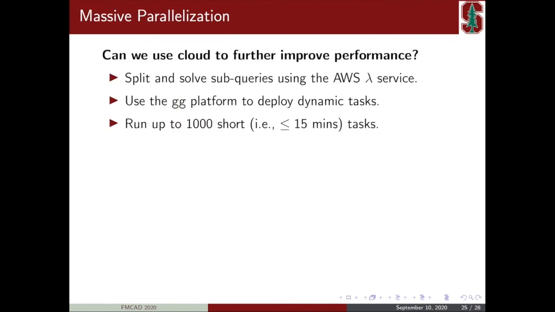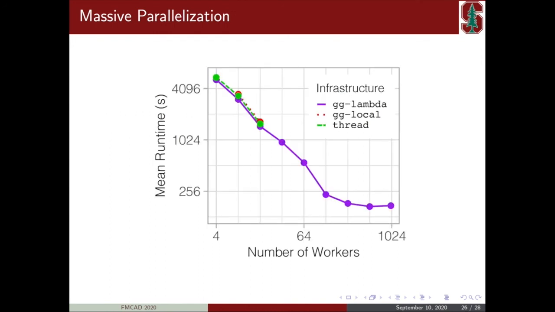We also explored massive parallelization by performing the split and solving in the cloud service. We use a platform called GG to deploy dynamic tasks to AWS Lambda service, which allows us to run up to 1,000 short tasks at the same time. This figure shows 3 different configurations. GG Lambda is the version where we deploy the jobs to Lambda service, and GG Local is where we use GG to deploy jobs to local machines, and the third version is the native implementation of SNC. As we can see, GG Lambda does not create much overhead and continues to scale up to hundreds of workers. This is still preliminary results, and we only conducted the experiment on ACAS networks.